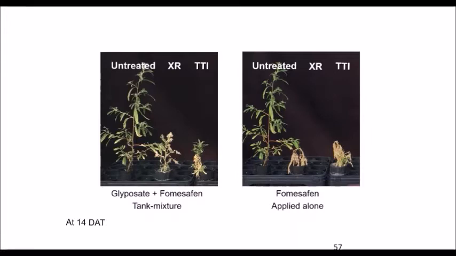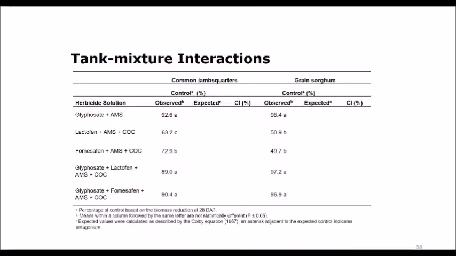So you can see the untreated with the glyphosate, glyphosate plus fomesafen tank mixture with the XR and TTI nozzle, and the same thing with the fomesafen applied alone. So you can see the fomesafen alone, much better control than when we added the tank mix. So that glyphosate is antagonizing that activity of the fomesafen.